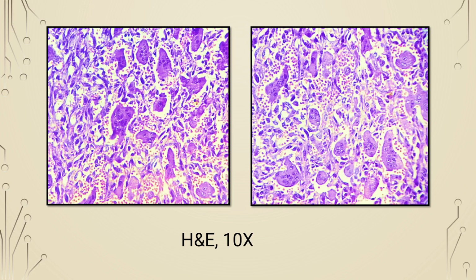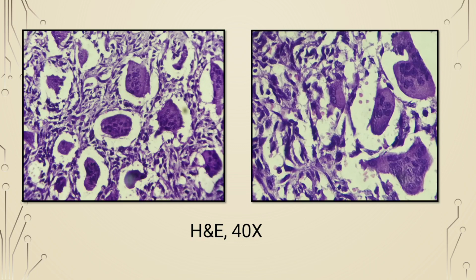Again here we can see sheets of cells which are of two types: osteoclast like giant cells and mononuclear cells. On higher magnification, we can clearly see osteoclast like giant cells and mononuclear cells. These mononuclear cells are either round in shape or spindly in shape. The nucleus of the mononuclear cells and those of the osteoclast like giant cells are the same.